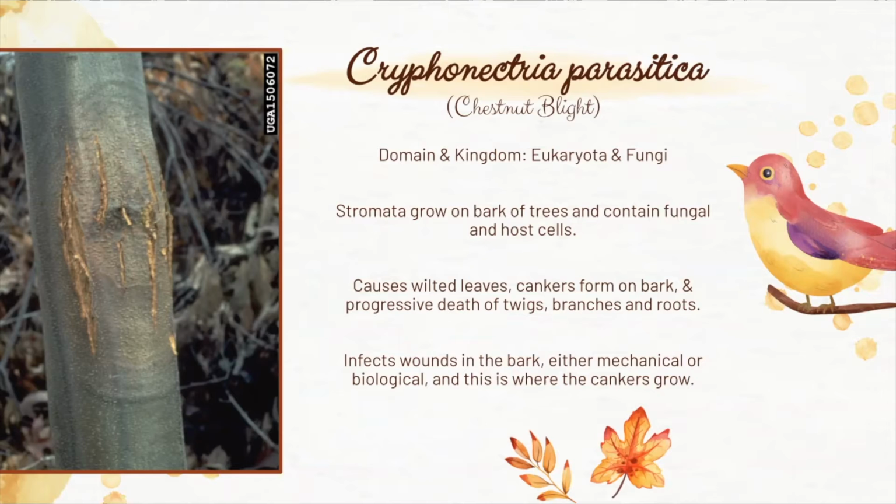These wounded areas are where the fungus grows and causes the cankers or stromata. The fungus colonizes bark tissues and kills them, taking over the tree and girdling it. In the fungus's native range in Asia, the native chestnut tree species have adapted to control fungal growth within their bark tissues. However, American chestnut trees do not have such adaptations, making them incredibly susceptible to the fungus.